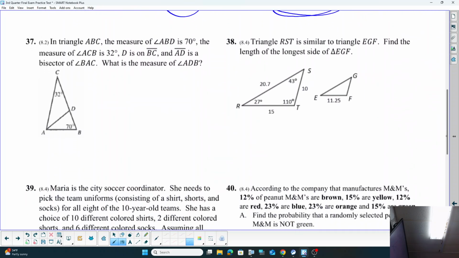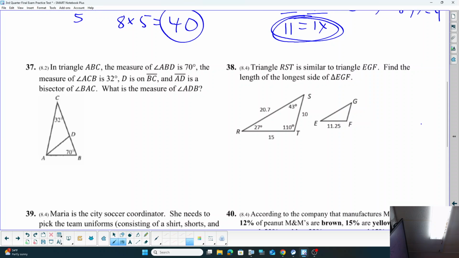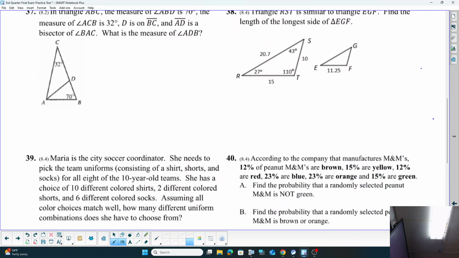Let's see. So ABC is 70, 32. Let's see here. What is the measure of angle ADB? So measure of angle ADB. So that's this one right here. Okay, so they want ADB.